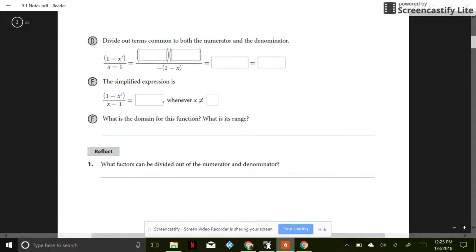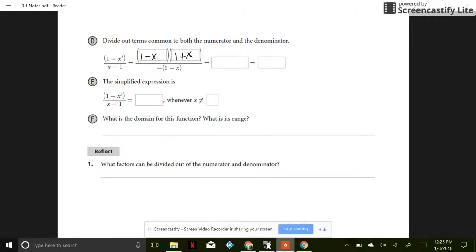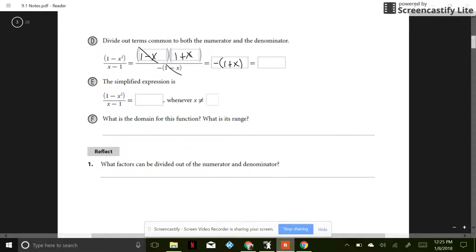And then we want to divide out terms that are common to both the numerator and the denominator. So the numerator we said was 1 minus x, 1 plus x. Since we're trying to cancel stuff out, we factor out a negative from the denominator. We'll end up with a negative of the quantity 1 minus x. So that means those can cancel. We'll be left with negative of 1 plus x, which is the same thing as negative 1 minus x. So this expression simplified is negative 1 minus x whenever x is not equal to 1.